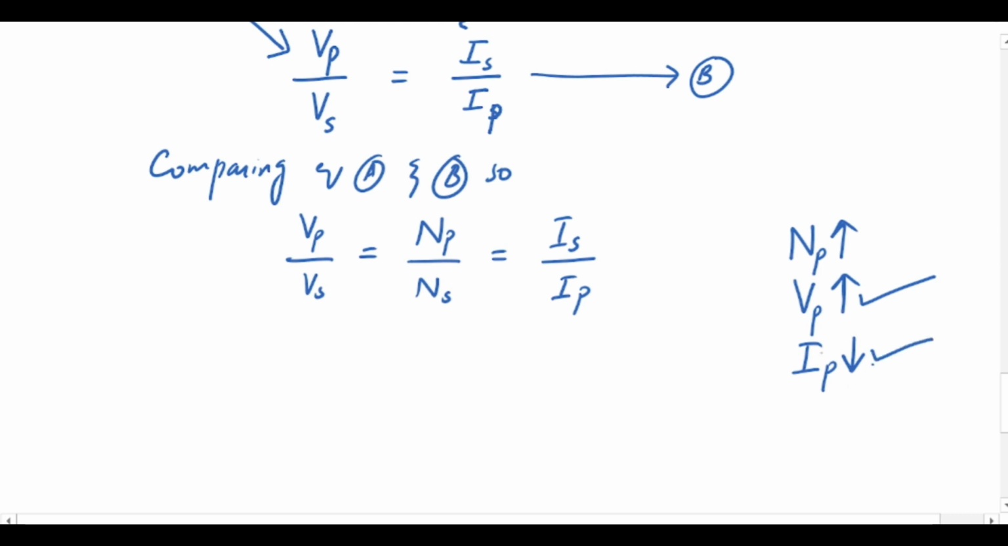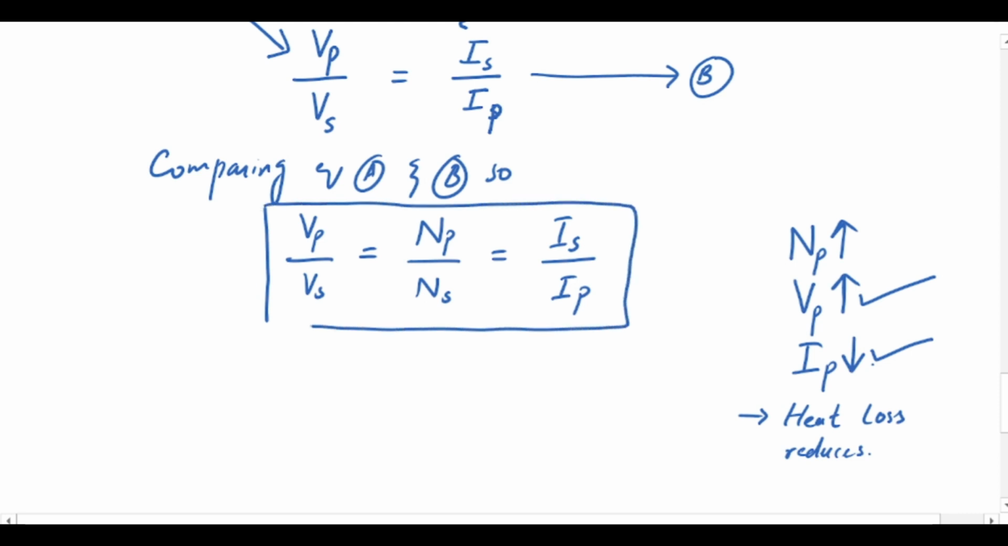So by decreasing the current, heat losses reduce. When heat loss reduces, we can transfer the voltage over a long distance. This is the basic principle. So in a transformer, we increase the voltage and decrease the current. By decreasing the current, the heat losses also reduce. As a result, we can transfer the voltage over a long distance. So any confusion now?